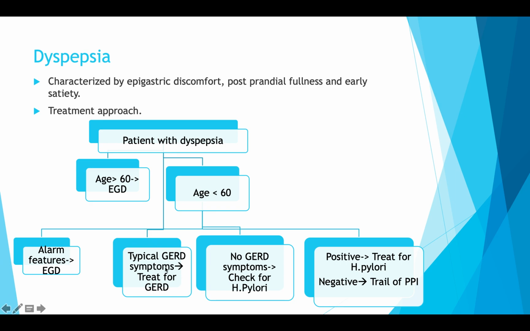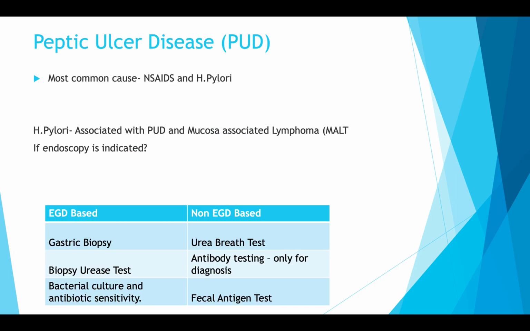Okay. Now, if they have typical GERD symptoms and are less than 60 and have no alarm symptoms, then you can treat them for GERD. Now, if they don't have any GERD symptoms, just check for H. pylori, and if that is positive, treat them for H. pylori. If negative, then they can get PPI therapy for 6 to 8 weeks. Again, this is a very important chart you need to know for the board exams.